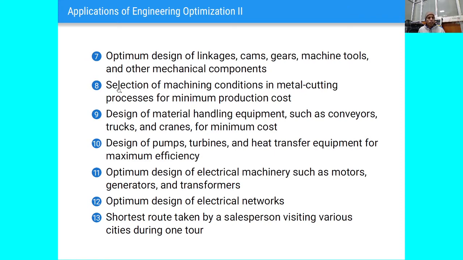The next may be selection of machining conditions in metal cutting processes for minimum production cost. Then next may be design of material handling equipment such as conveyors, trucks, and cranes for minimum cost. The next is design of pumps, turbines.